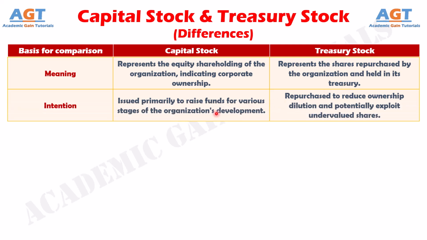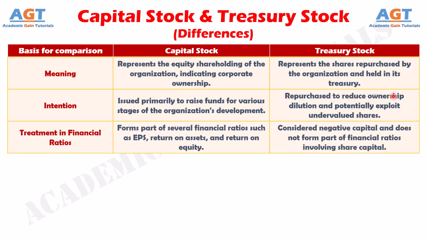Number 2. The primary intention behind issuing capital stock is to raise funds for various stages of the organization's development, while the intention behind repurchasing shares to form treasury stock is to reduce ownership dilution and potentially exploit undervalued shares.